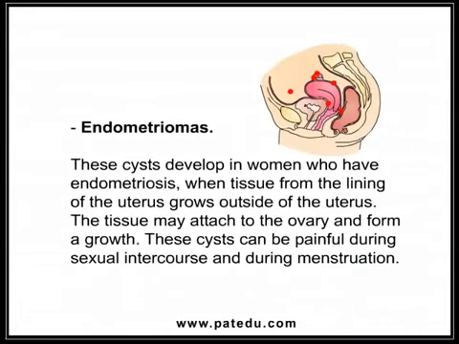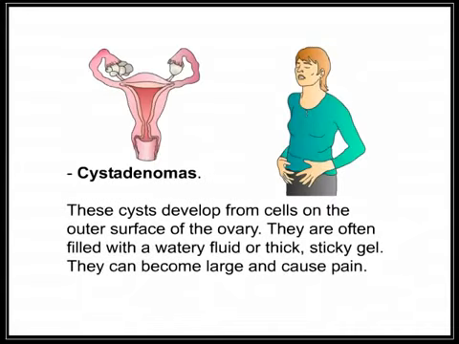Endometriomas. These cysts develop in women who have endometriosis when tissue from the lining of the uterus grows outside of the uterus. The tissue may attach to the ovary and form a growth. These cysts can be painful during sexual intercourse and during menstruation.